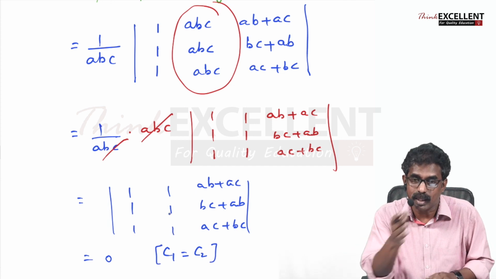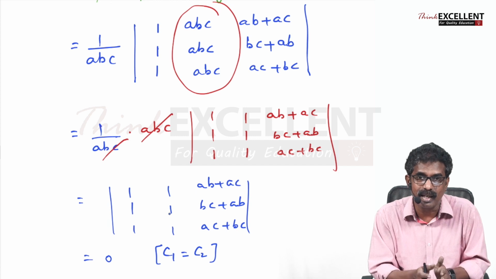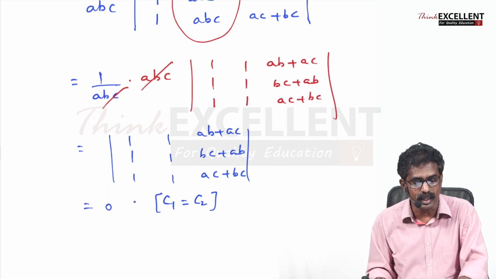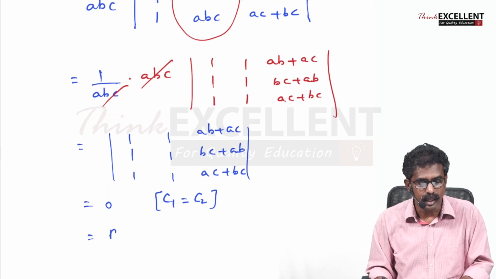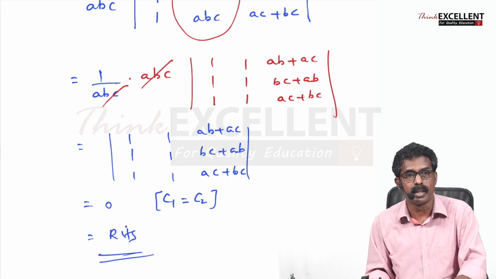This is not row, column, right? Which column? First column and second column. They are identical, so they are equal. So the answer is 0 and that is the RHS. Okay, so hope you understood this.